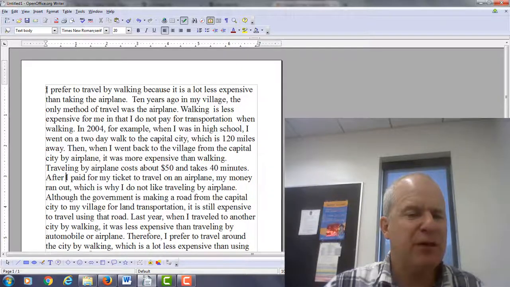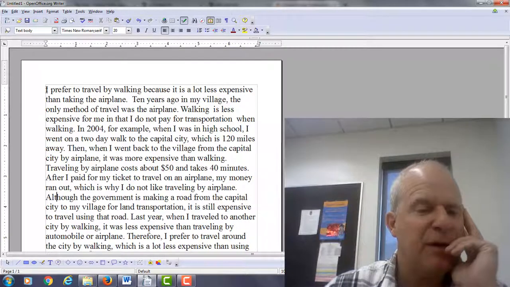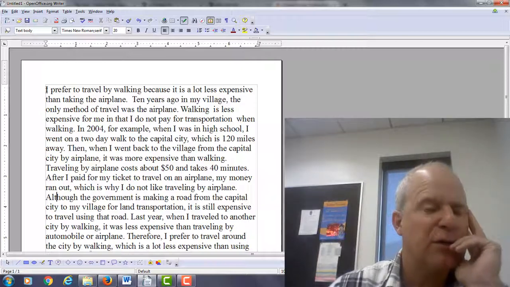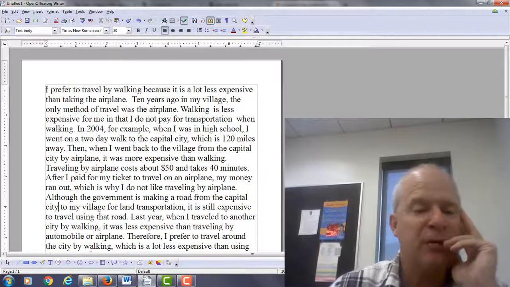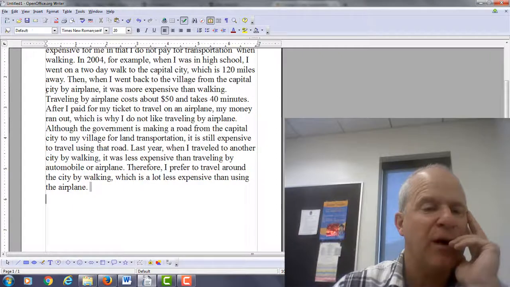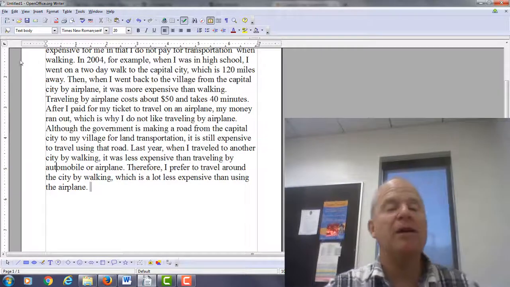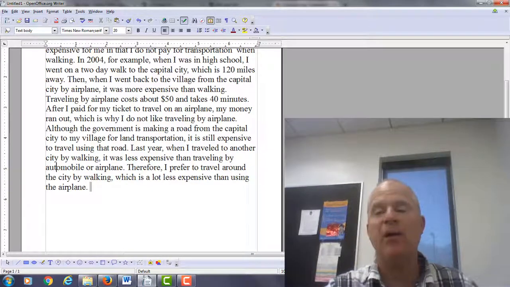After I paid for my ticket to travel in an airplane, my money ran out, which is why I do not like traveling by airplane. Although the government is making a road from the capital city to my village for land transportation, it is still expensive to travel using that road. Last year when I traveled to another city by walking, it was less expensive than traveling by automobile or airplane. Therefore, I prefer to travel around the city by walking, which is a lot less expensive than using the airplane.